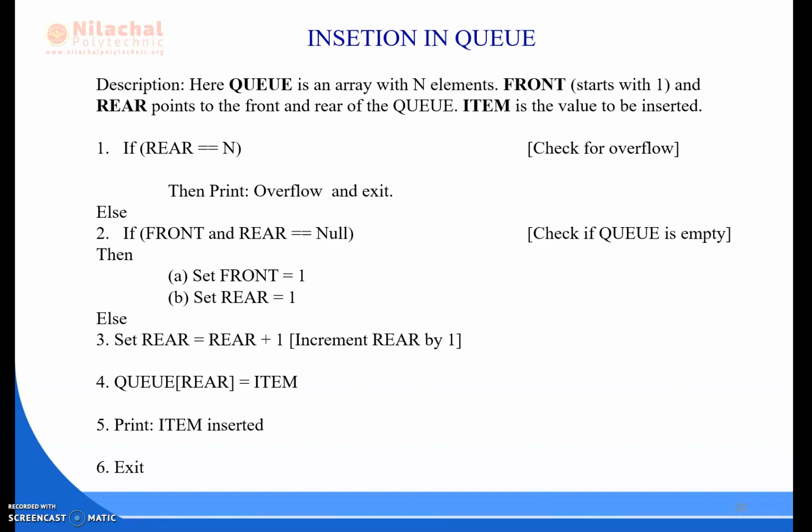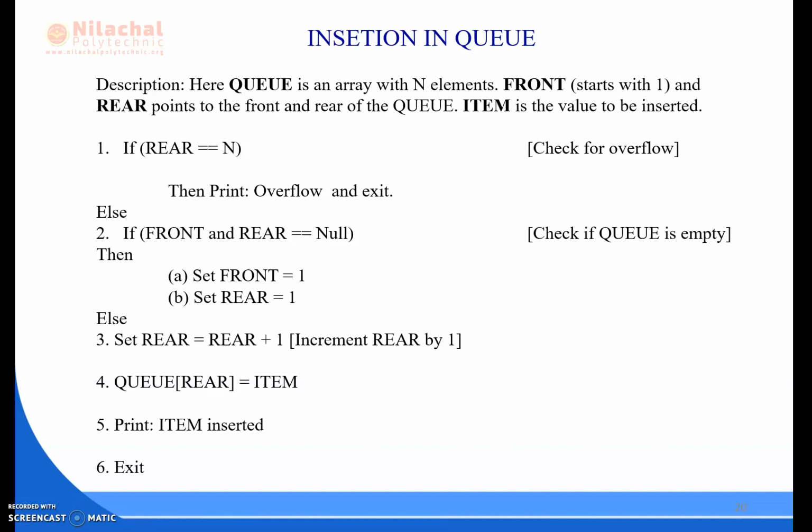Next, we will be discussing the insertion and deletion algorithm in queue. So here queue is an array with n elements. The front always starts with 1 and the rear points to the rear of the queue. Okay, so when we are at the very first position, that means that position is both the front position and rear position. The item is the value to be inserted.